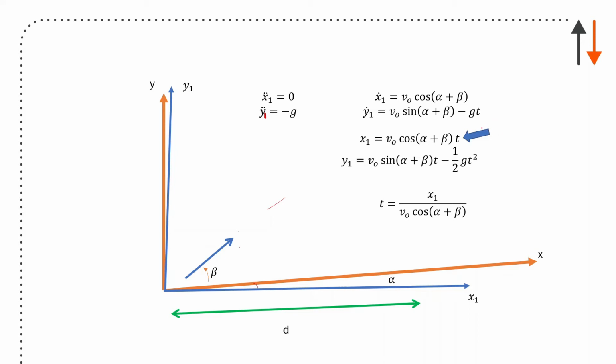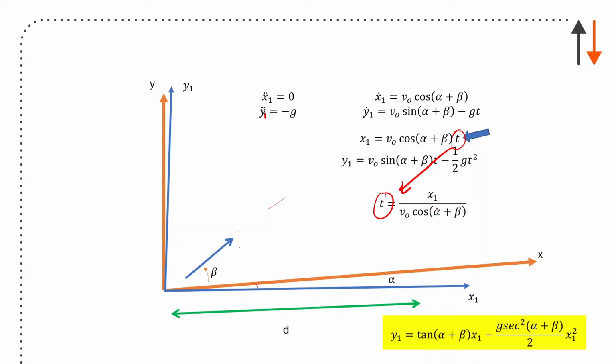Now, if I take this first x1 equation, I can get an expression that will tell me what t is. And if I do that, I can just find that it's x1 divided by v naught cos alpha plus beta. So from that, I can substitute it back into this other expression, v naught sine alpha plus beta t minus 1/2 gt squared, substitute it in for t, and I'll end up with y1 in terms of x1. y1 is tan alpha plus beta x1 minus g secant squared alpha plus beta divided by 2 v naught squared x1 squared.